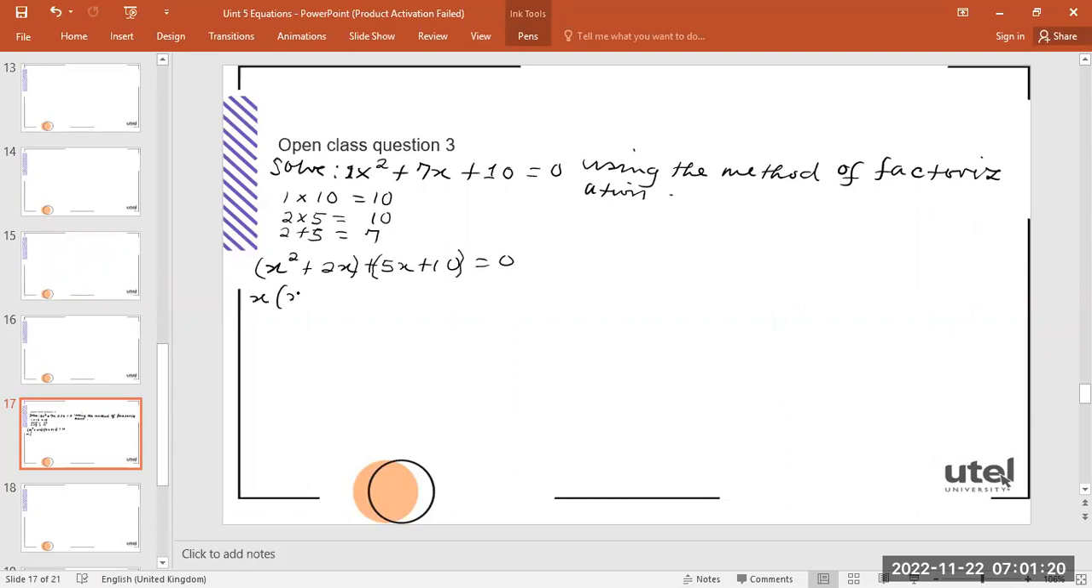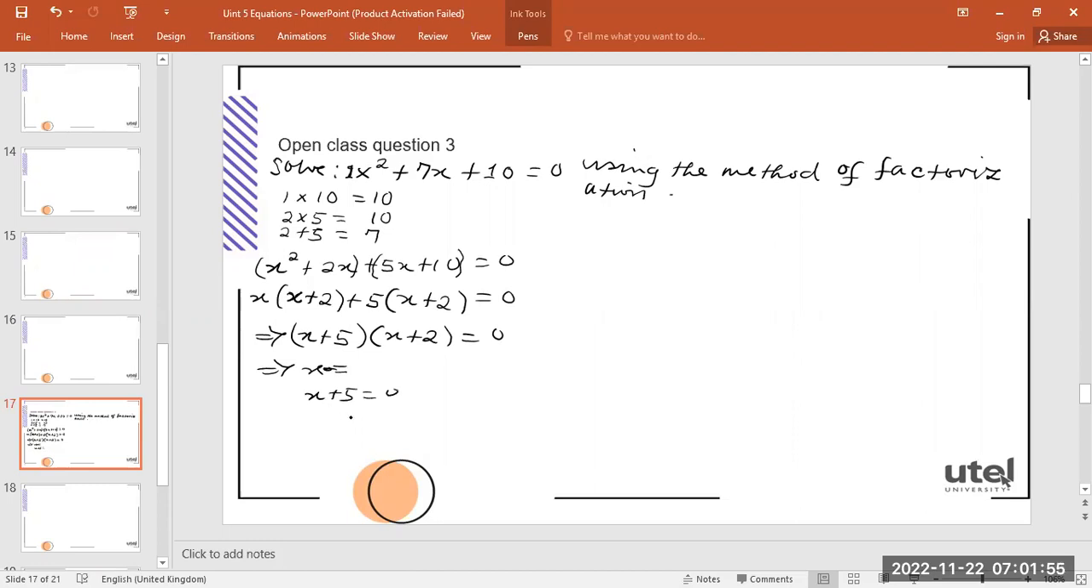We have x plus 2. 5 is common here. It means we have x plus 2 equals 0. This implies that our solution is x plus 5 into x plus 2 equals 0. So this implies that x plus 5 equals 0, implying that x is equal to minus 5, or x is equal to minus 2.